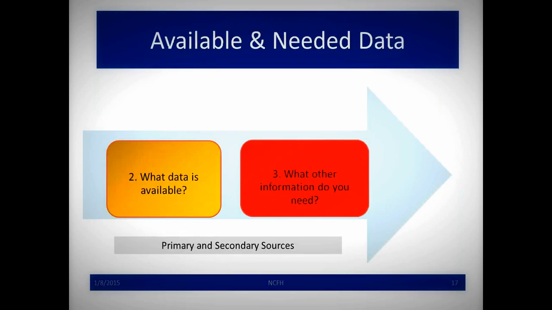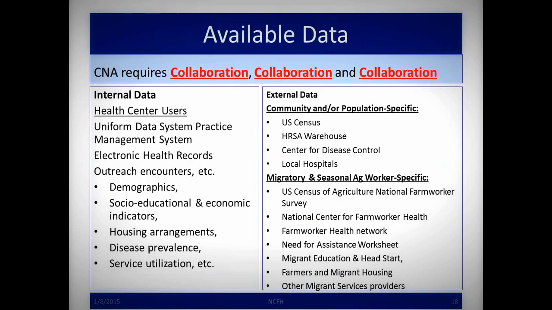Next, you need to find out what data is already available and what data you need to collect. To find out what data is already available, look both internally at your health center and externally at local agencies, as well as primary and secondary data. Start with the closest area in your community. Then if you don't find additional data, you can go to the county, state, or national data sources.